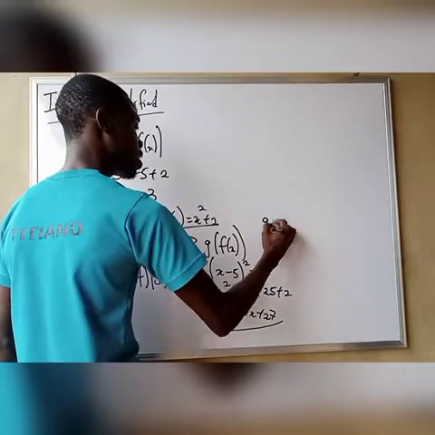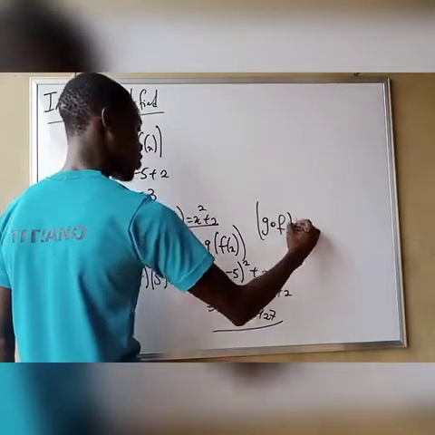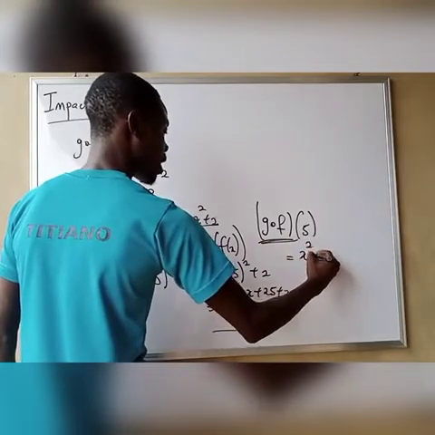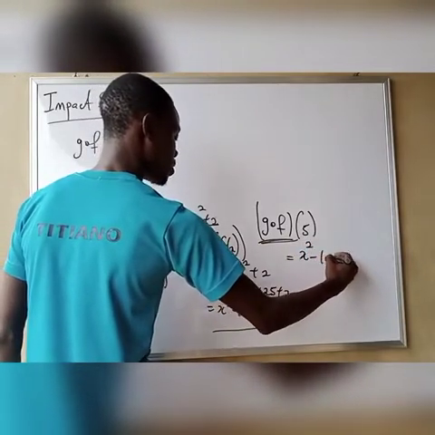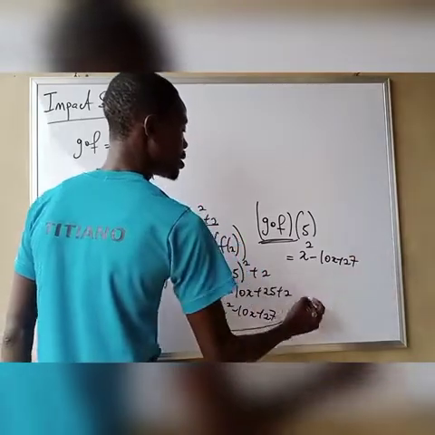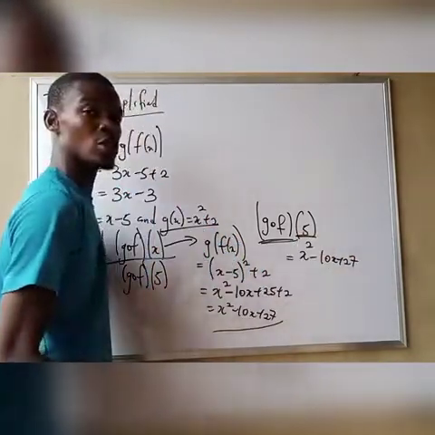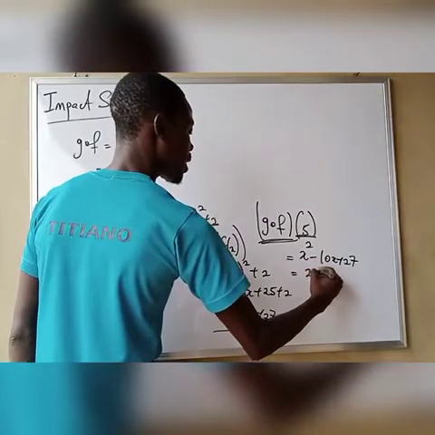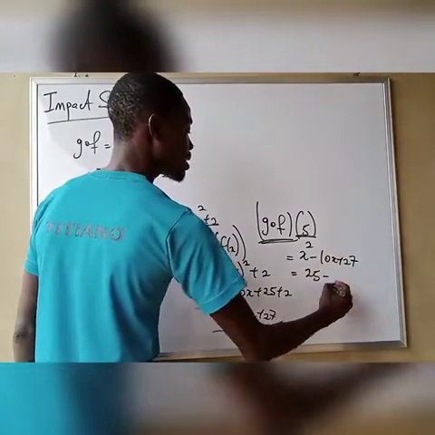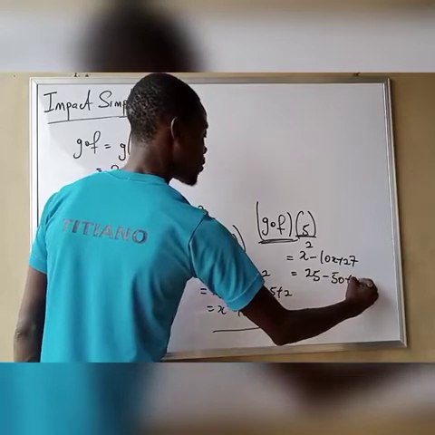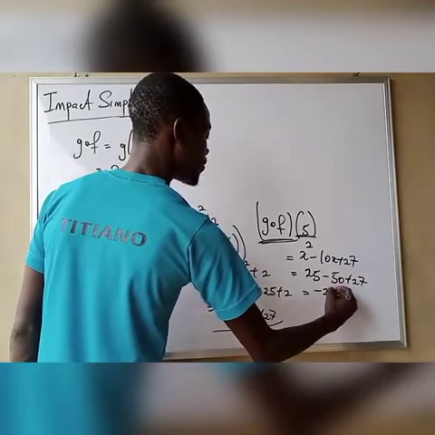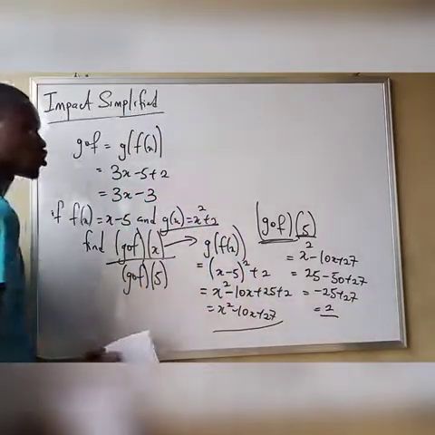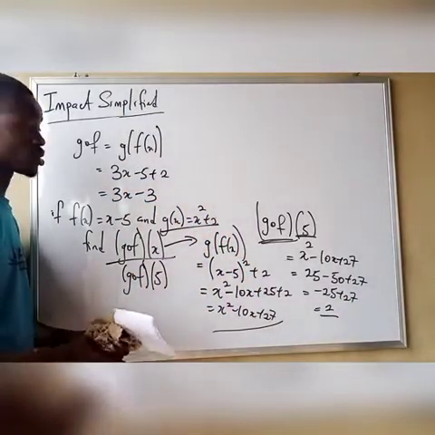Now they are asking us to get gof of 5. And don't forget, our gof is x squared minus 10x plus 27. That means at x equals 5, insert your x as 5. What is 5 squared? That will give us 25. What is 10 times 5? That will give us 50, plus 27. And this will give us minus 25 plus 27. So what is minus 25 plus 27? That will give us 2.